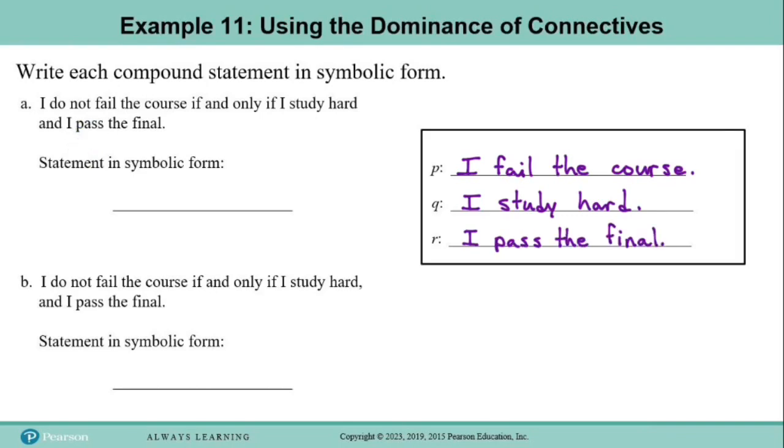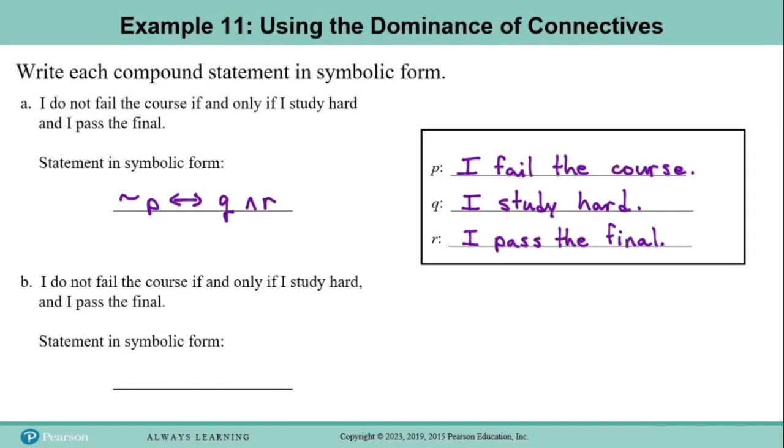Okay, so notice there are no commas here. So what we're going to do is write it down in symbol form just the way it is, and then we'll figure out where to put the parentheses based on the dominance of connectives rules. So I do not fail the course, that's going to be not P. If and only if, that's a biconditional. I study hard and I pass the final, that's going to be Q and R.